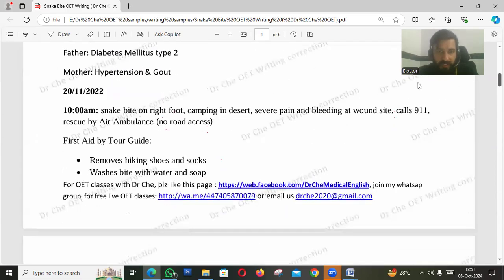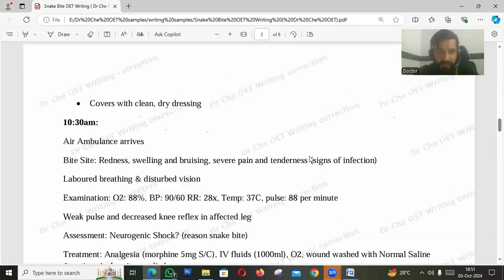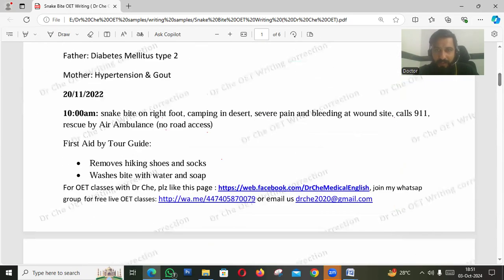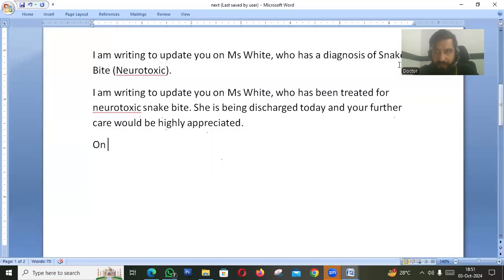So what happened at 10 in the morning? Snake bite on right foot, camping in the desert, severe pain, bleeding, 911 call, air ambulance, no road access, first aid by tour guide, removes hiking shoes and socks, wash bite site with soap and water, and covers with clean and dry dressing. So now you're going to convert these things into one paragraph. It looks very easy, but it's difficult to convert them into one paragraph. Let's try that, okay?